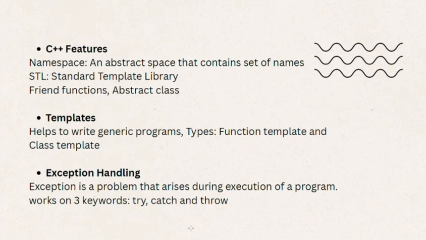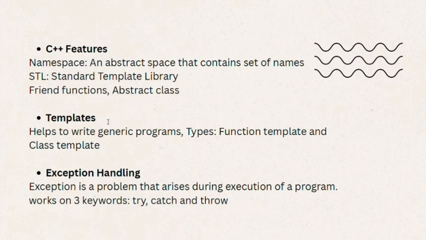CPP features: namespace, an abstract that contains a set of names. STL, standard template library, which is ready-made classes and functions. Friend function. Friend function is basically allowing one class to access private data of another class. And abstract class. The abstract class is a class that cannot be directly used to create objects, only for inheritance.